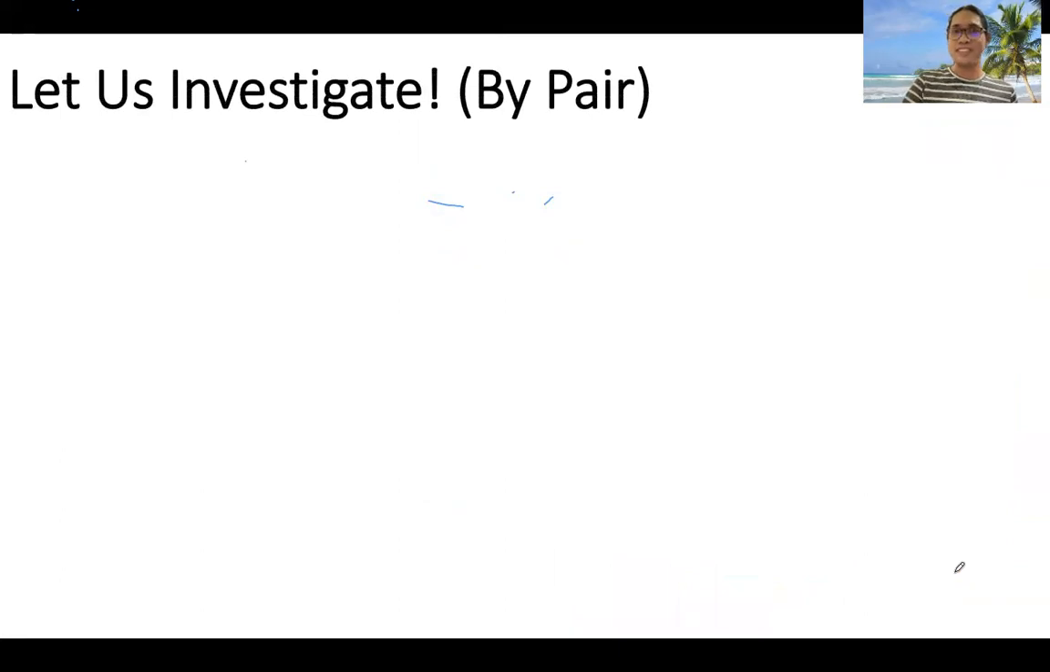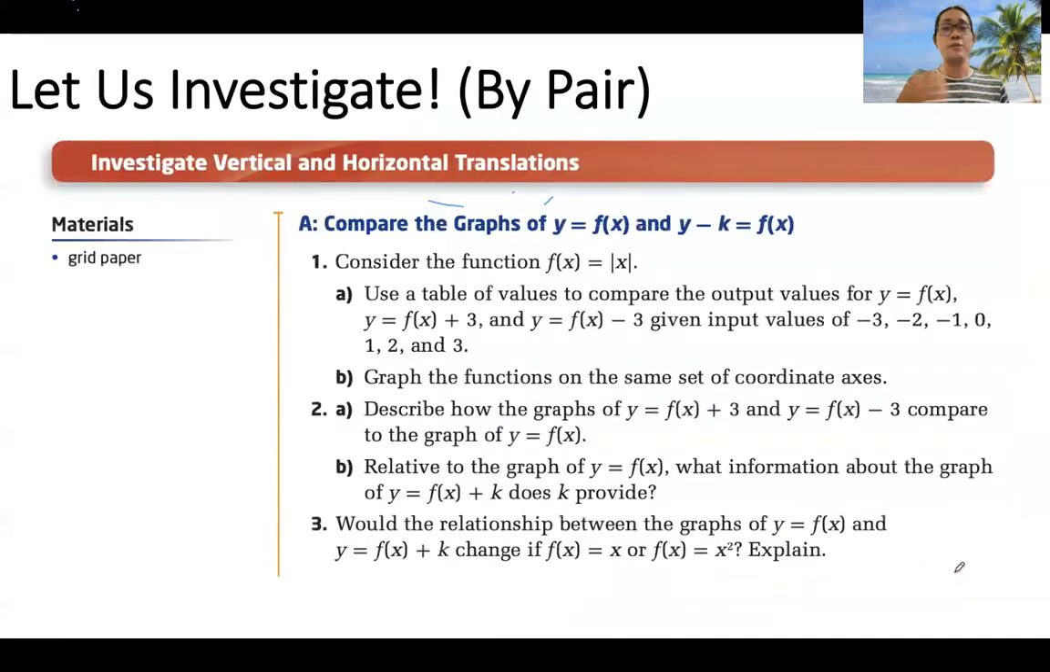So let's try to investigate this by pair. Of course, I want you to do it later perhaps, so let's just run through this. Investigate vertical and horizontal translation. You have the graph y equals f of x. This is our base function, or first function that we have.